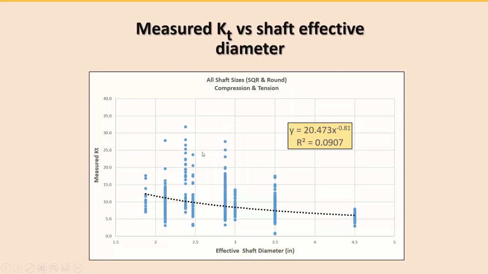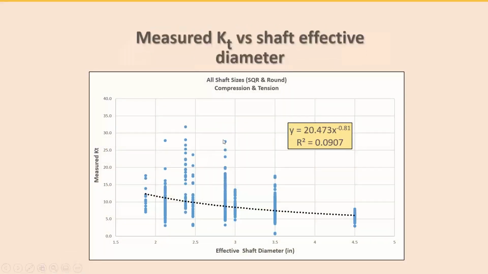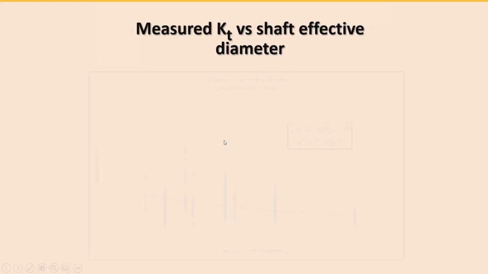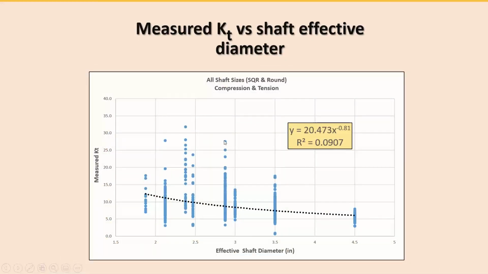Now, after I did all these tests, usually when you do load tests and you would like to come up with a KT value, you measure the torque, you do the load test, you come up with the ultimate pile capacity, you divide it by the torque, and that's your measured KT. I plotted all these test results for these different shaft sizes. By the way, you can see here effective shaft diameter.